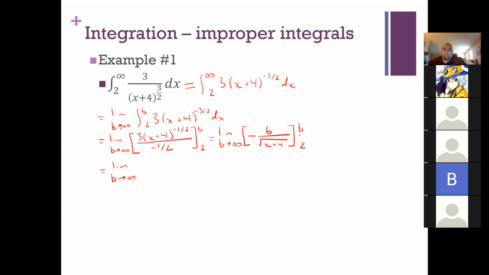All right, now I'm going to go ahead and plug in the limits of my integral here. So I got negative 6 over the square root of b plus 4 minus a negative. So I'll just do plus 6 over the square root of 6. So now we can actually apply the limits. I'm going to stop carrying that around with me. What is going to happen as this b in this denominator here gets very, very large?